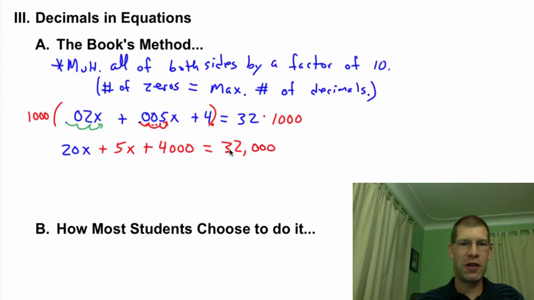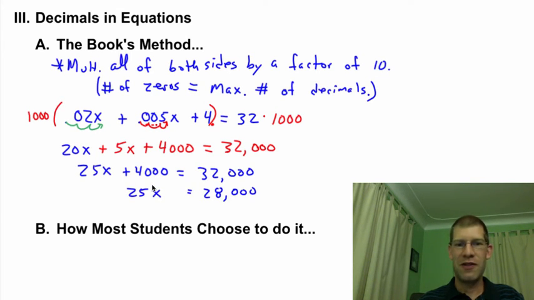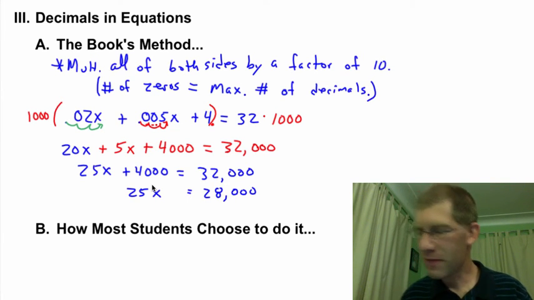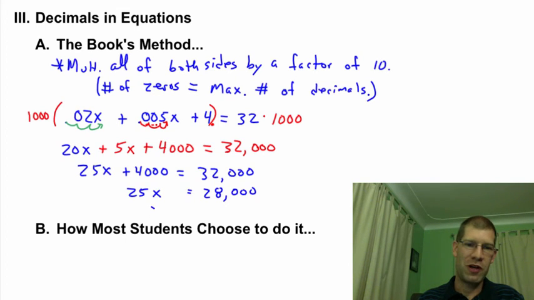And now you can go through like normal, subtract 4,000 from both sides, combine the x's, you get 25x. I probably should actually do the work. Call it good modeling. So 25x plus 4,000 equals 32,000. If I subtract 4,000 from both sides, I'm running out of space, I'm just going to write that as 28,000. So I subtracted 4,000 there. Now I have my 25x, so I divide both sides by 25. 28,000 divided by 25, I get 1,120.